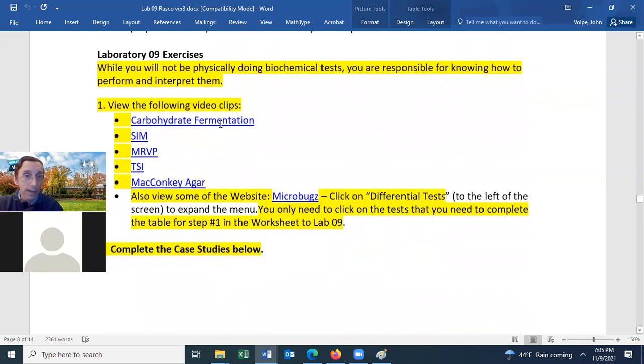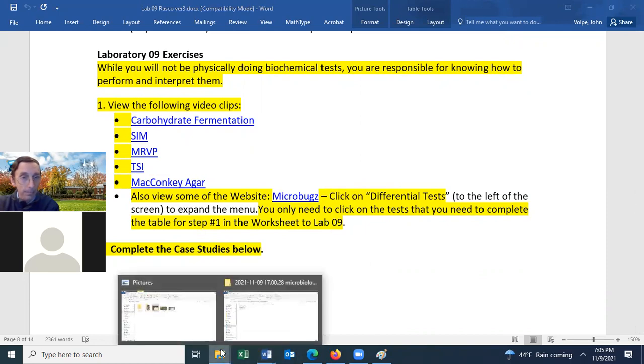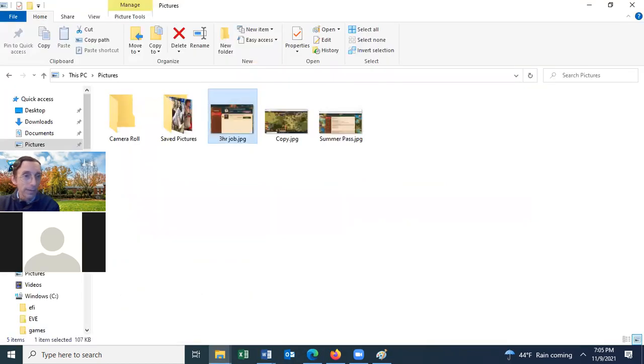So you do lab 9, and you've got some video clips to watch on carbohydrate fermentation, the SIM test, the MR and VP tests. Remember, that's 2 tests, the triple sugar iron test, and the MacConkey's agar. You'll also have to view some of the website MicrobeBuzz. Click on this link here, and then click on the differential test to the left to expand the menu. You only need to click on the test. You need to complete step 1 of the worksheet for lab 9. Let me show you that. Oh, I'm no longer there. Let me get to it.